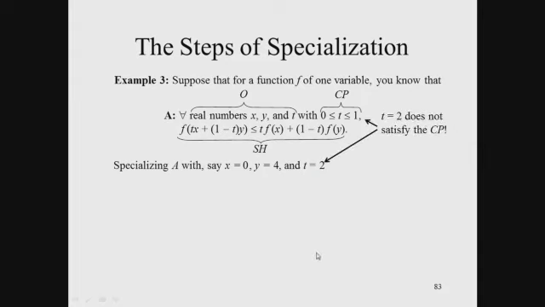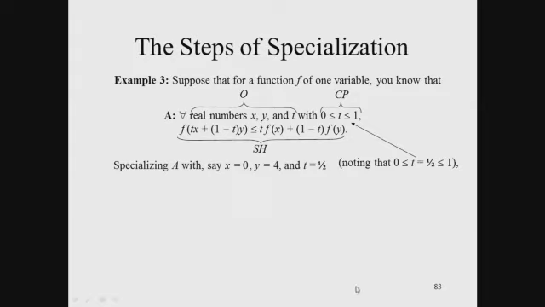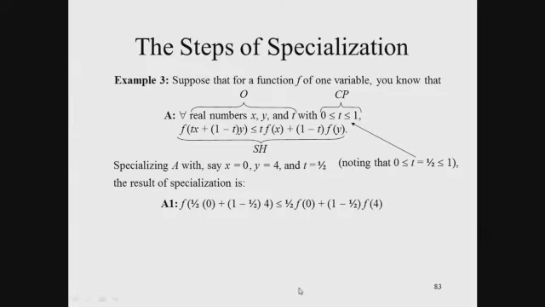That's why I did this example. Here you have to be very careful. When you identify your objects, be sure that they satisfy the certain property. I can specialize it to t equals a half, because a half does satisfy the certain property. See the difference? What is the result of specialization? Put the specific values of x, y, and t into the something that happens, and that becomes a new statement in the forward process. And then you can clean this up with a little bit of algebra if you like, to make it look a little nicer.